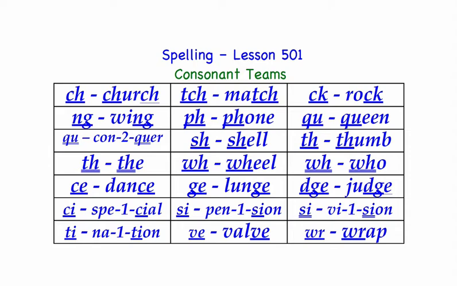CI represents the sound sh. SI represents the sound sh. And SI has a second sound representing the sound zh, as in vision. TI represents the sound sh. VE represents the sound v, and WR represents the sound r.